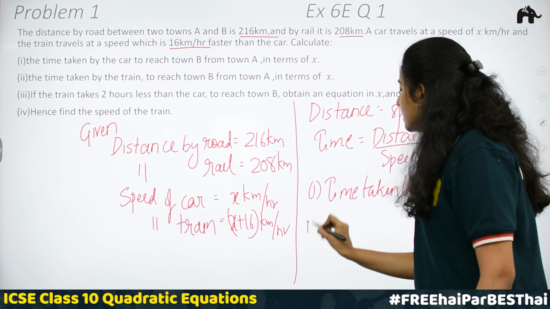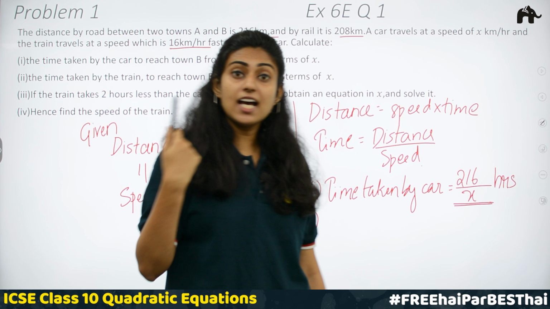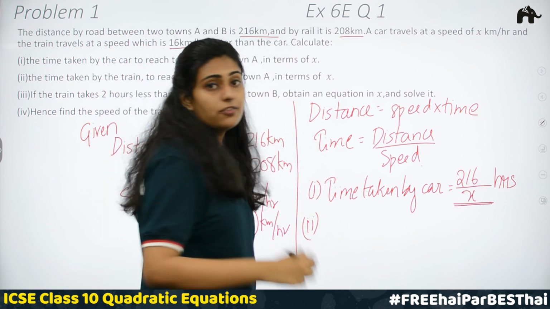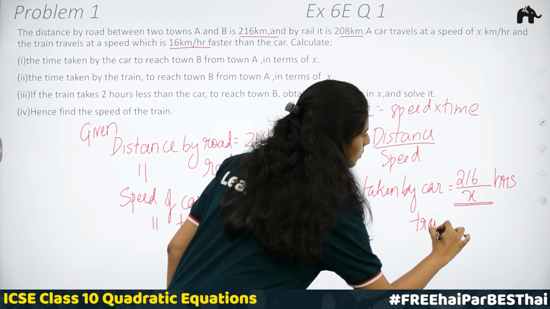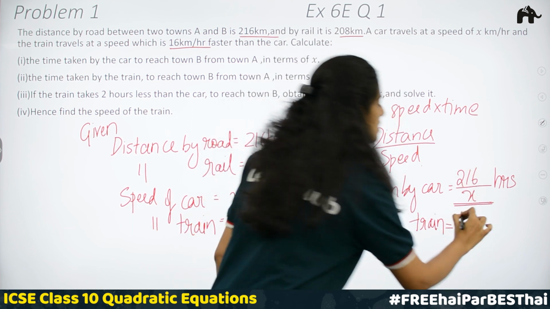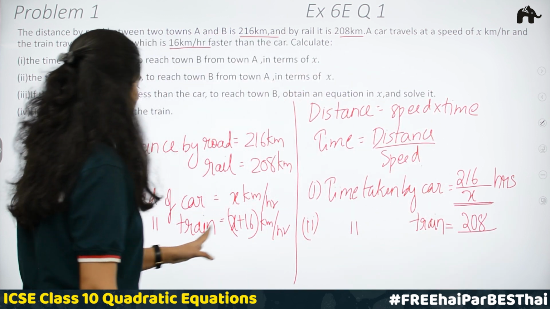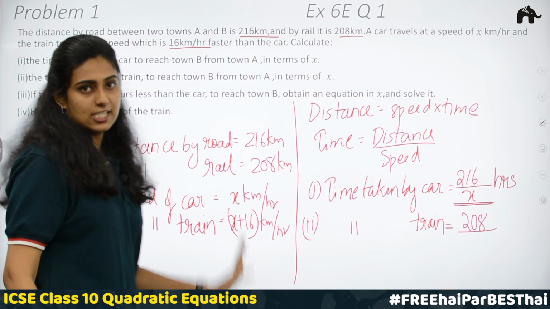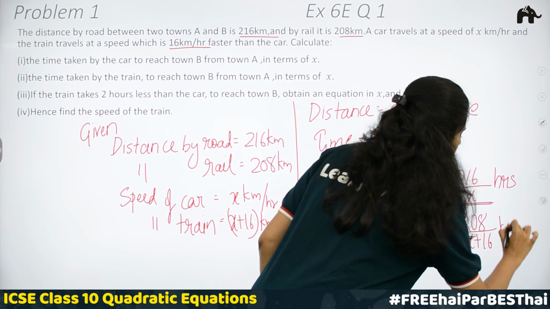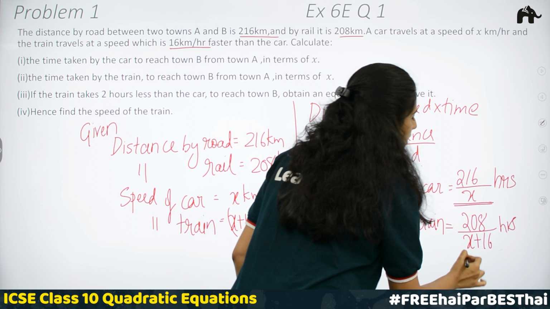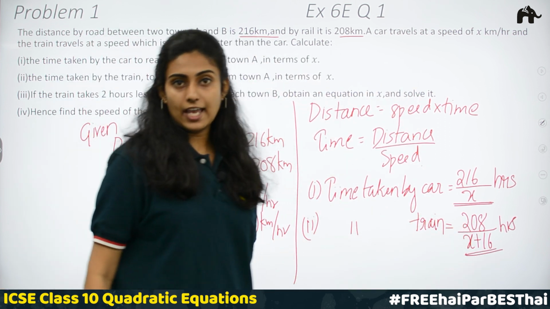Now the second question. What is the second question? It is to find the time taken by the train in terms of x. Time taken by train is equal to distance 208 divided by speed of train x plus 16, that is 208 divided by x plus 16 hours. Okay, we got the time taken by train in terms of x.